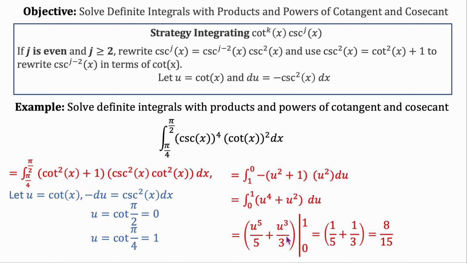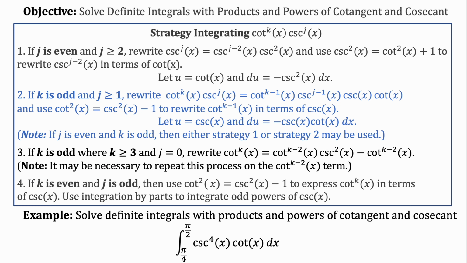So if we plug in 1, we get 1/5 plus 1/3. If we plug in 0, we get minus 0. So I didn't show you that, but that is why that happened. And if we combine those fractions, we get 8/15. Now let's do another one.